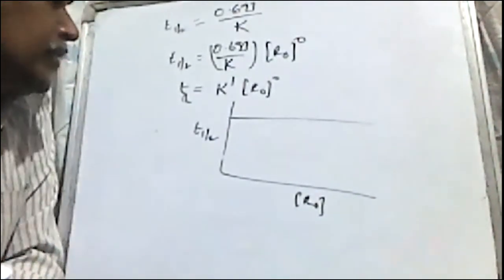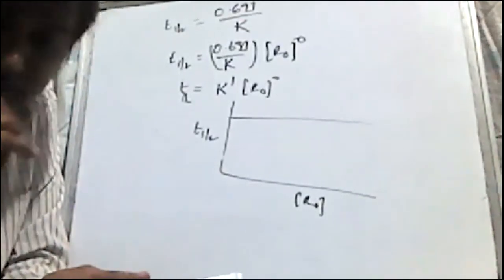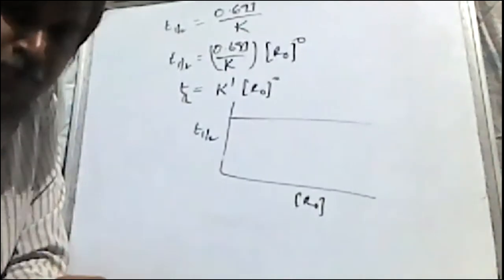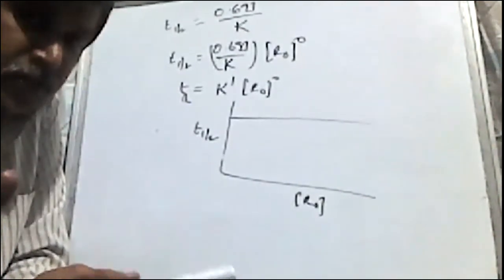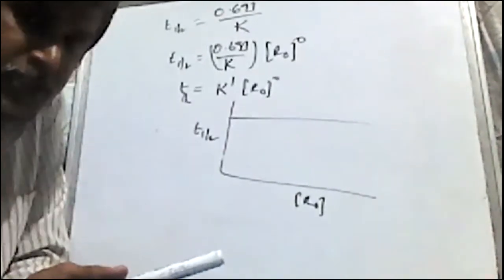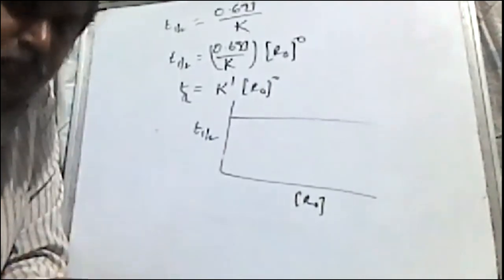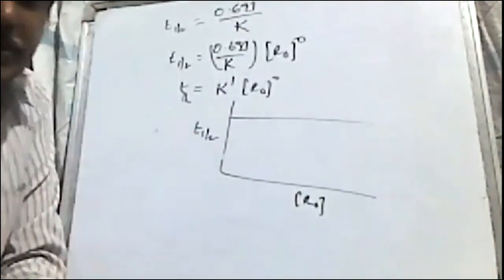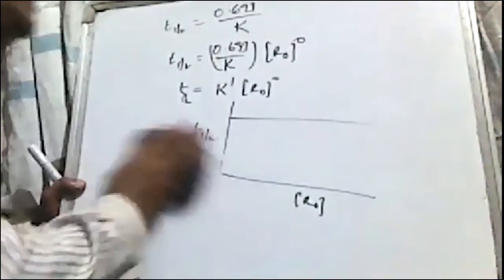So these are the three plots. One is rate versus concentration of reactants, which is passing through the origin. The second one is log concentration of reactant versus time. The third one is half-life versus initial concentration of reactants. So these are the plots related to the first order reactions.